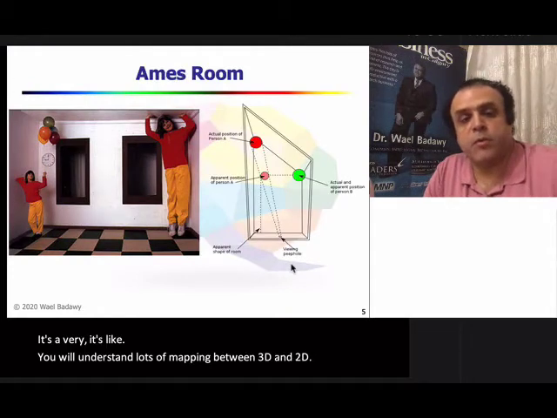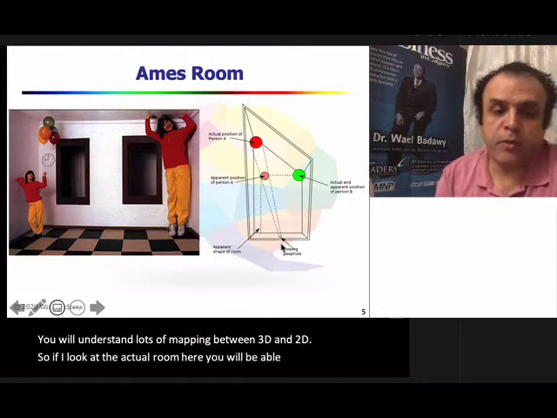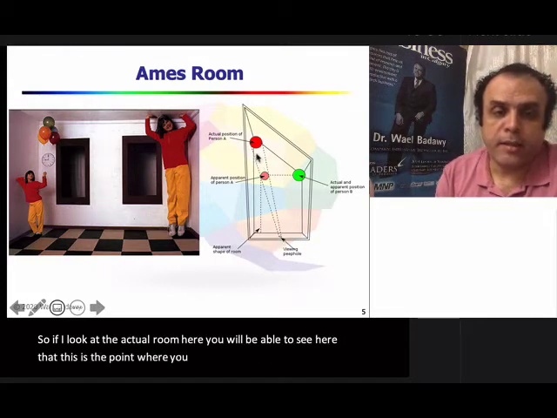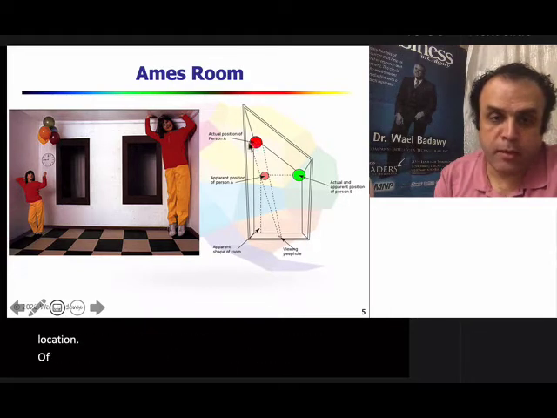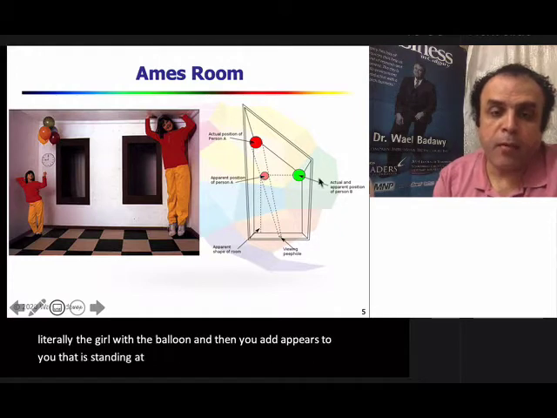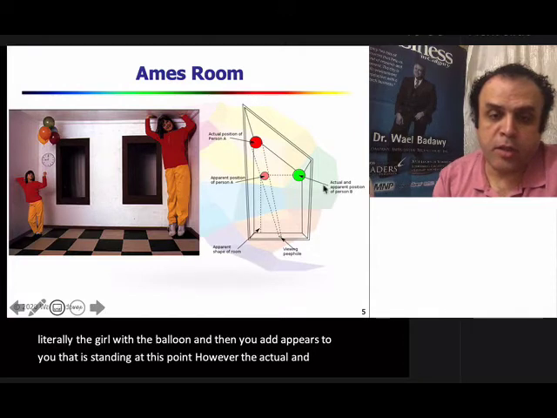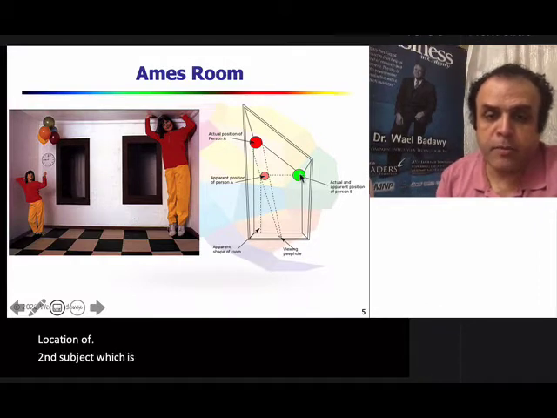So if I look at the actual room here, you will be able to see that this is the point where you see the image. The actual location of the first subject is right here, and this subject is literally the girl with the balloon, and then it appears to you that she's standing at this point. However, the actual location and appearance of the second subject, which is the one to the right hand side, will be here.